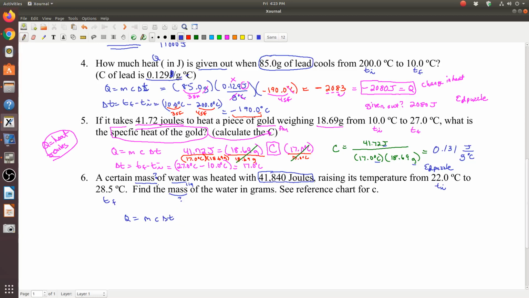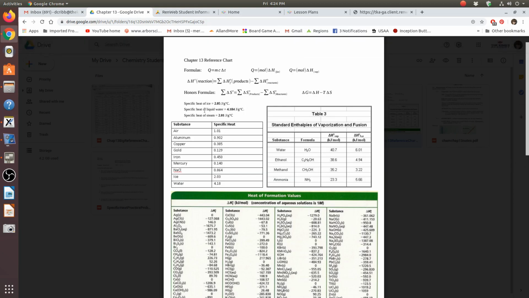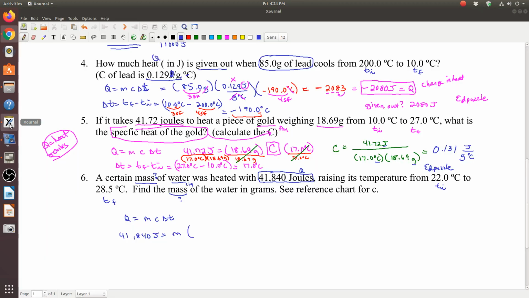All right, I'm asking for mass. So what's the Q? This is the Q: 41,840 joules. Mass is what I'm after. What is the specific heat of water? So if I look at my reference sheet again, water, liquid water, there it is, 4.184 joules. So that's the value you're going to use: 4.184 joules per gram degree Celsius.